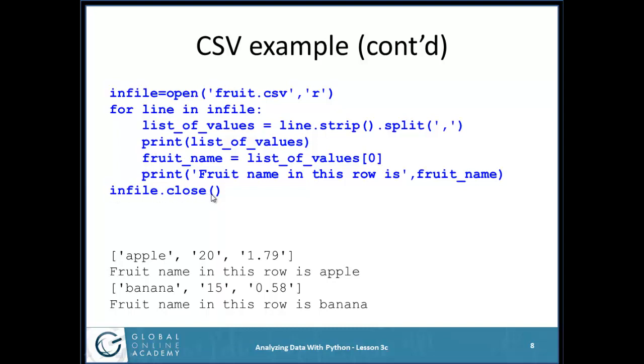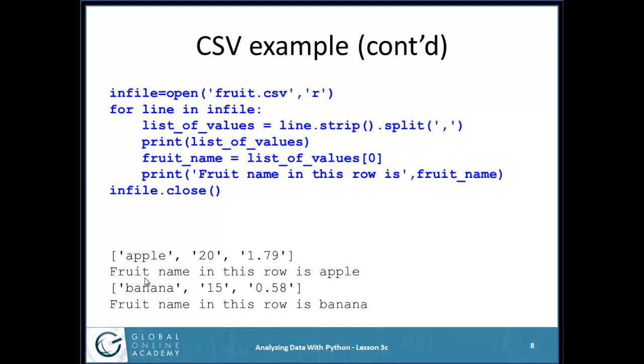Here's the output from running that if the fruit.csv file had the data that I showed on the previous page, a line about apples, a line about bananas. I'm printing my list of values. My list has 3 elements. The first one is quote apple, the second one is quote 20, the third one is quote 1.79. Notice it will be a list of strings, even though I probably want to use this one as a number.